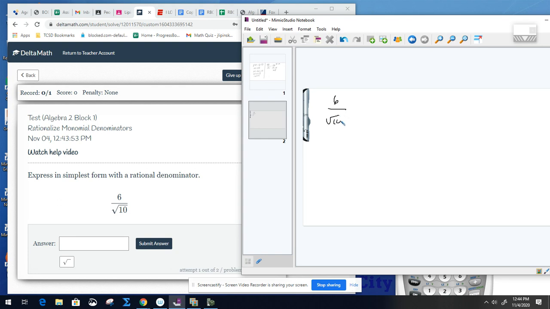6 over square root of 10. So this is rationalizing the denominator. We're going to multiply top and bottom by the square root of 10. So it's going to give me 6 square root of 10 all over square root of 10 times the square root of 10, which is just 10. No more square root. Then if I can simplify this, I will, and I can. The 6 and 10 are both outside of the radical, so this just becomes 3 square root 10 all over 5.